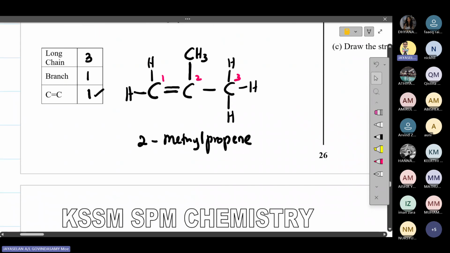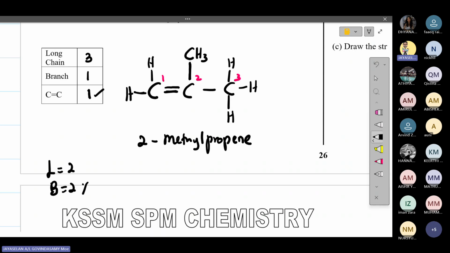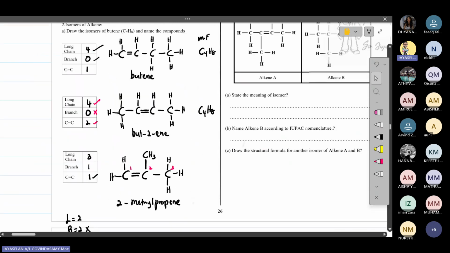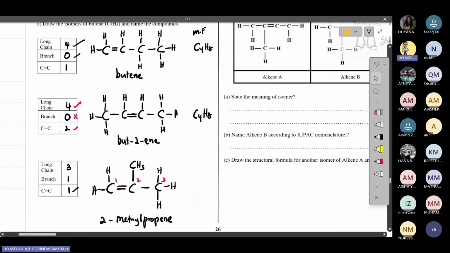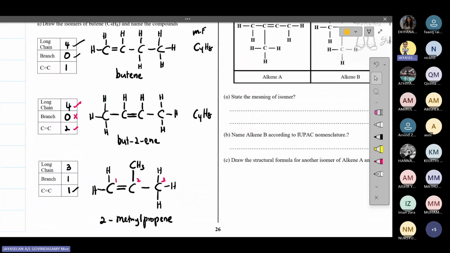Okay, we try, ada lagi isomer? Long chain 2, branch 2 cannot. So butene got 3 isomers. Any question? No question. Okay, before you guys do this, I give you 1 minute to copy down this. Y'all need to memorize N4, N5. Most probably N4 and N5. So kalau korang tak faham benda ni, you just do the SPM format question.